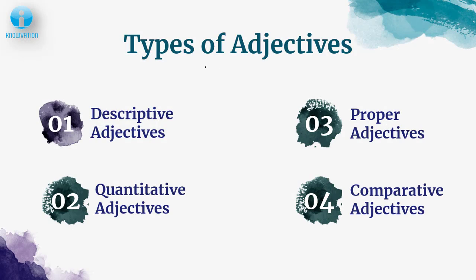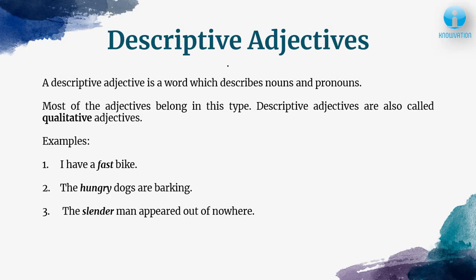So now let's set the agenda for this lecture. We are going to discuss 4 different types of adjective. First is descriptive adjective, then quantitative adjective, proper adjective and lastly comparative adjective. So friends, हम ये सब discuss करेंगे. So let's start. So first we'll discuss descriptive adjectives.